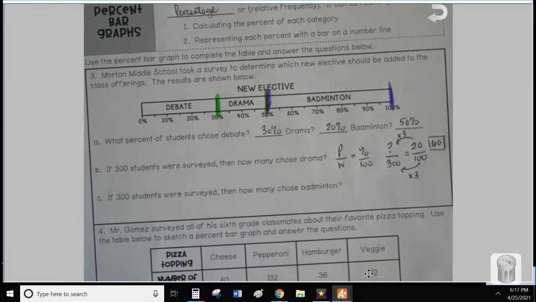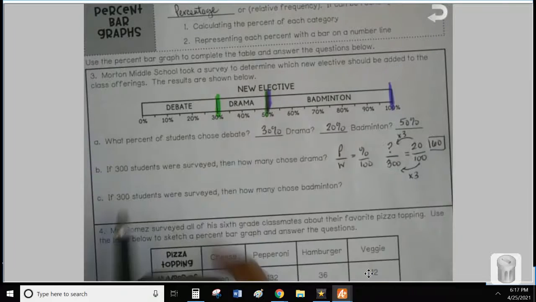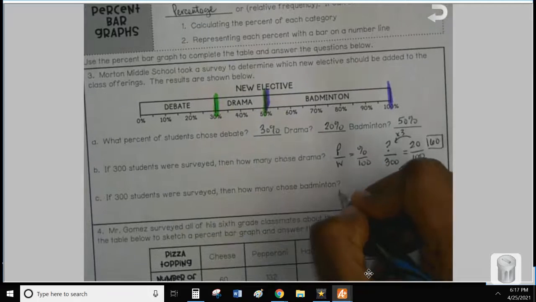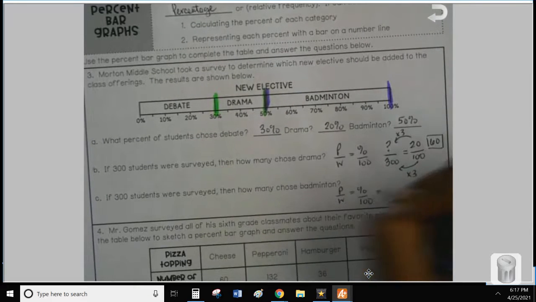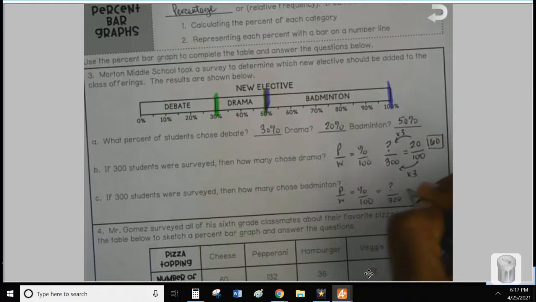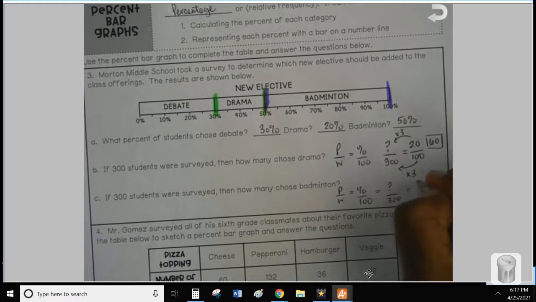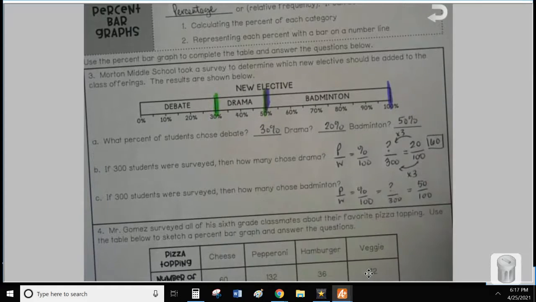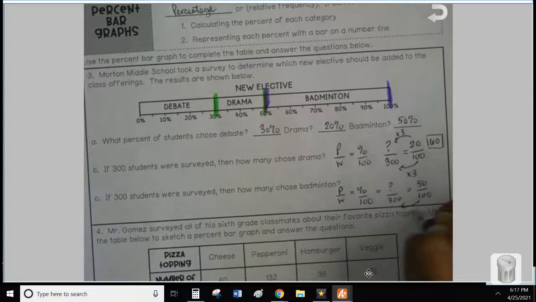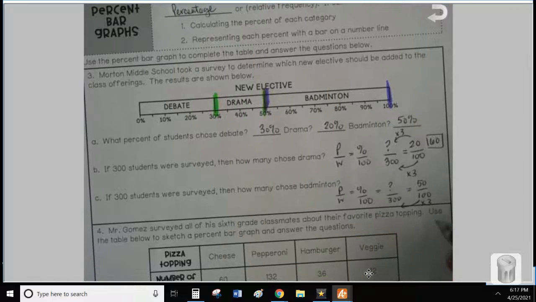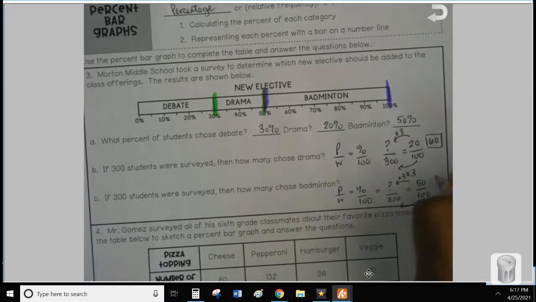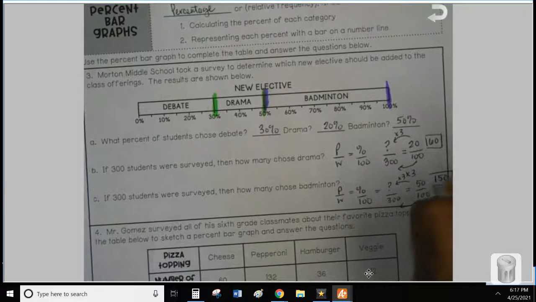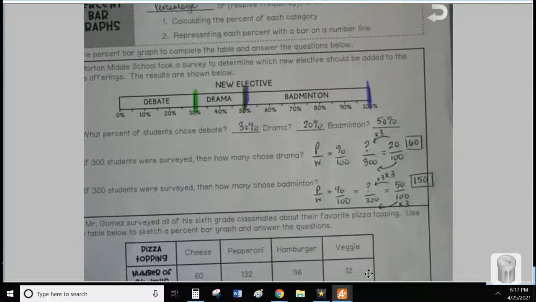So let's see how many students selected badminton. Again, if there were 300 students, part out of whole is equal to percent over 100. I don't know my part, my whole is 300. My percent for badminton is 50 out of 100. Again, what's that relationship? Times 3. Whatever I do to the bottom, do the same to the top. 50 times 3 gives me 150 students who chose badminton.